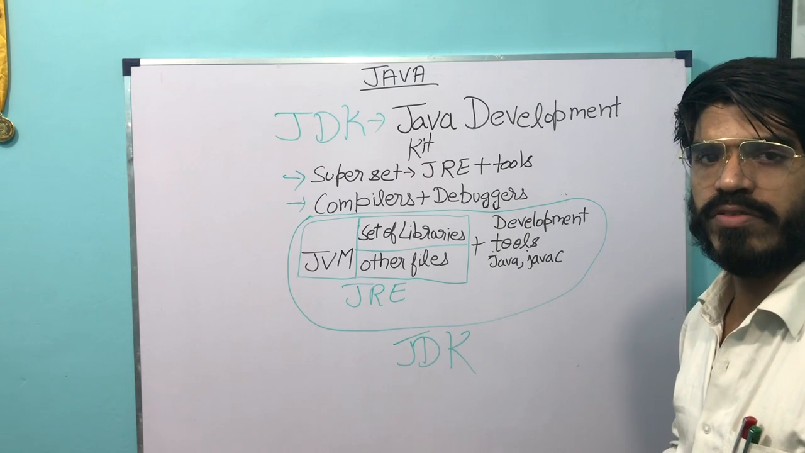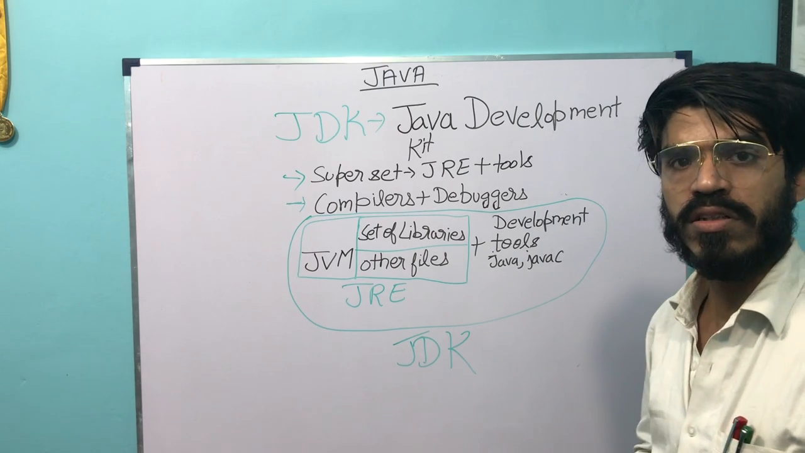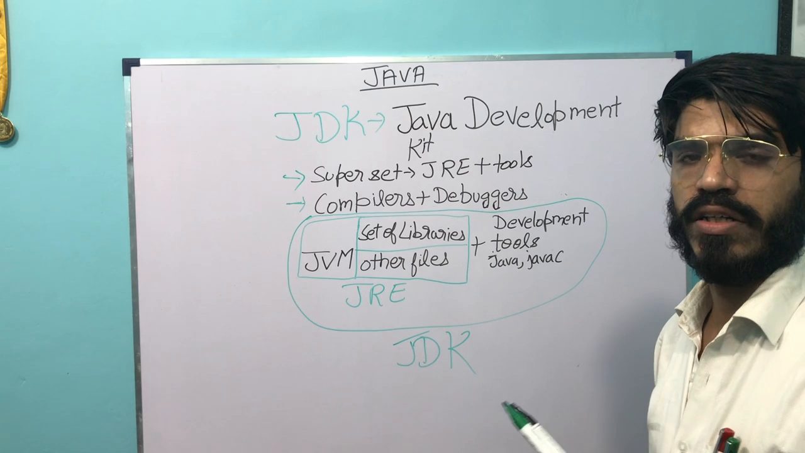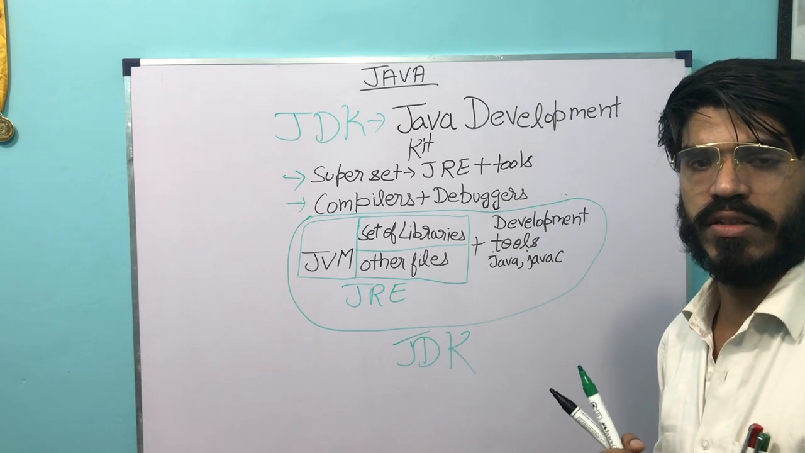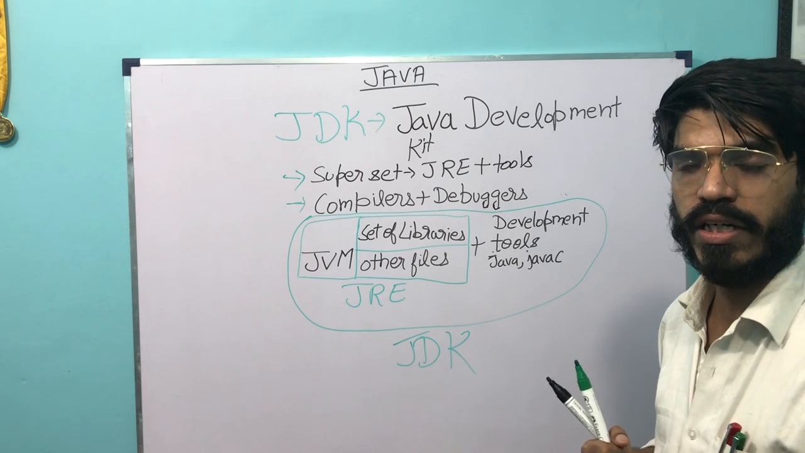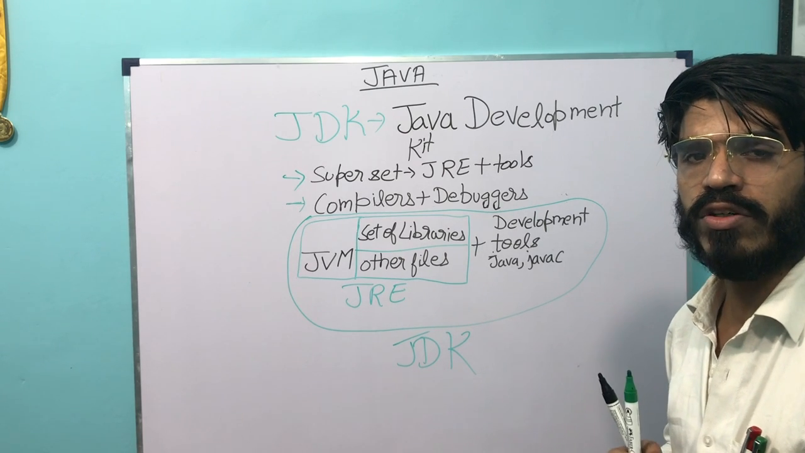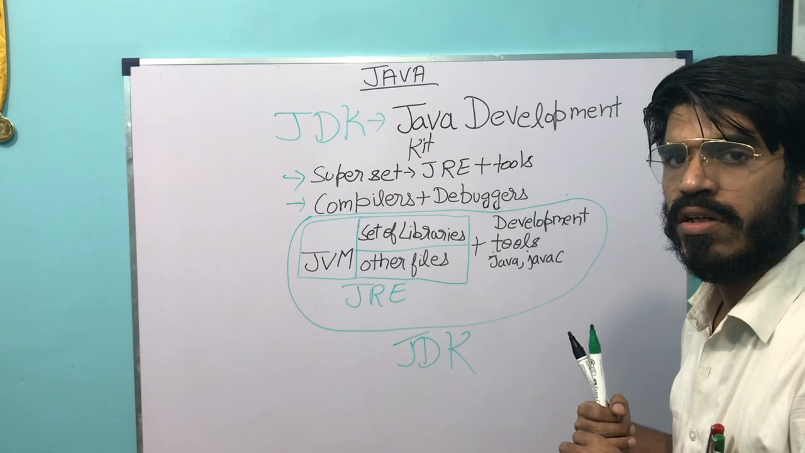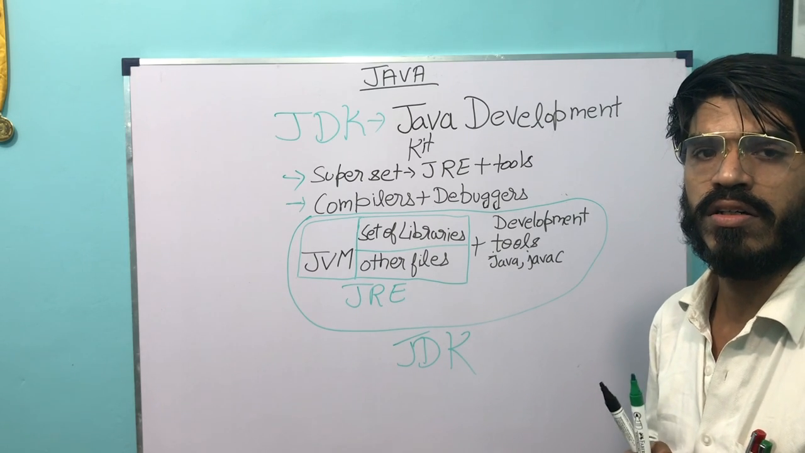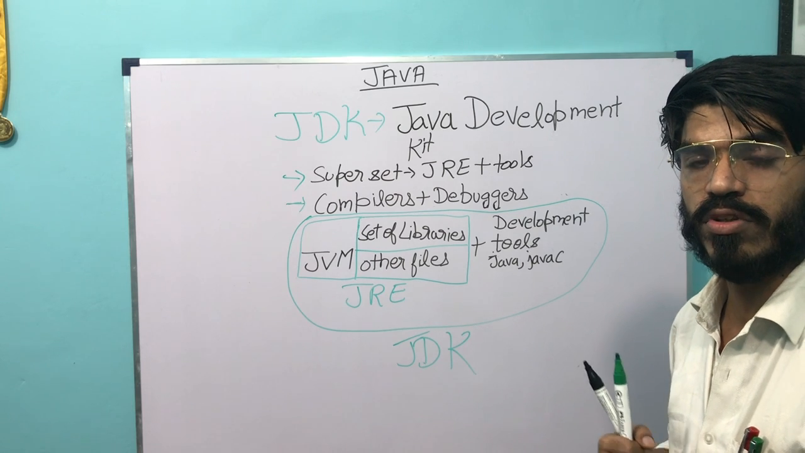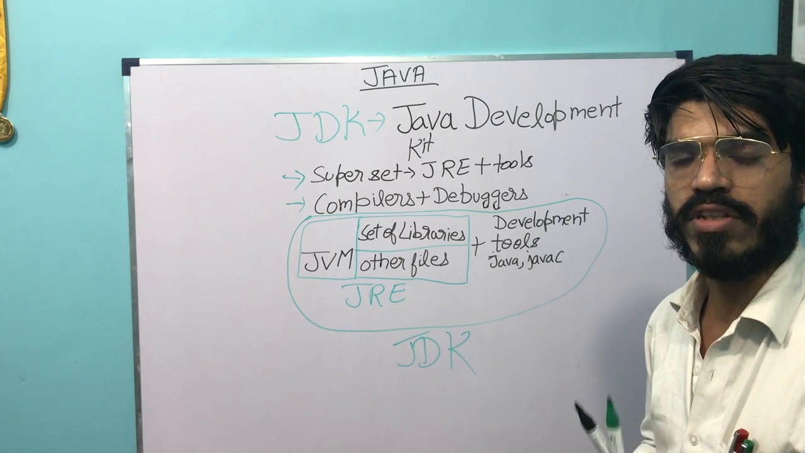As in our previous video, we have learned about the introduction of Java, in which we learned about the history of Java, how the Java name originated, and some of the features of Java. In this particular video, we are going to discuss the components of Java. Different components of Java are there, so we are going to discuss them.